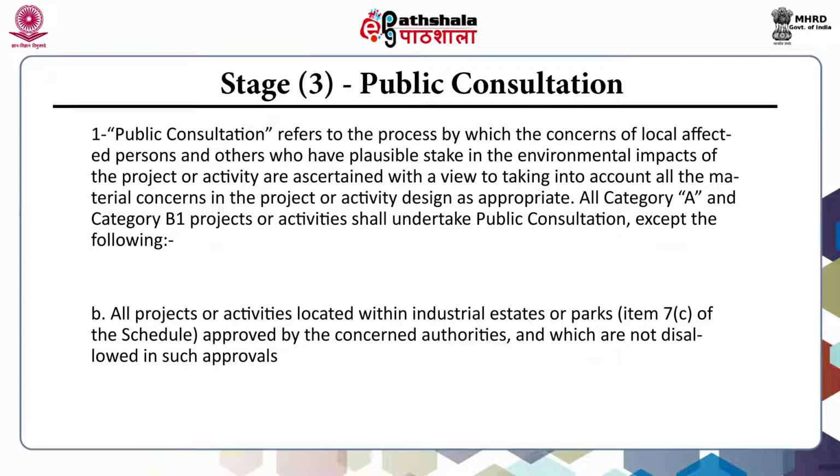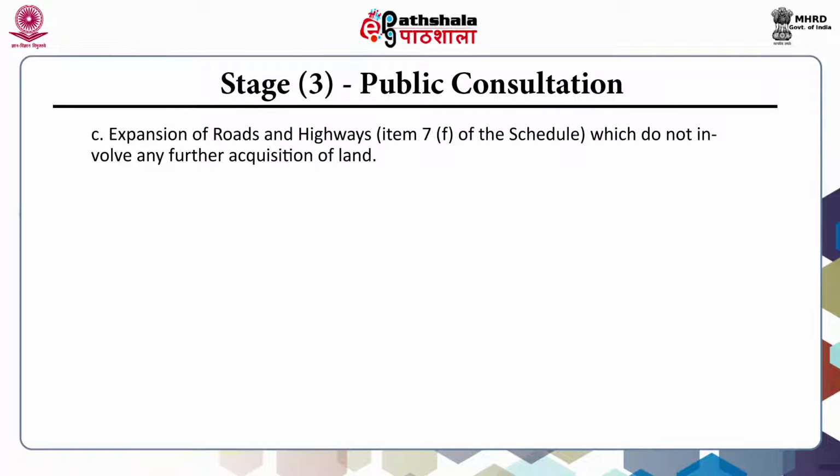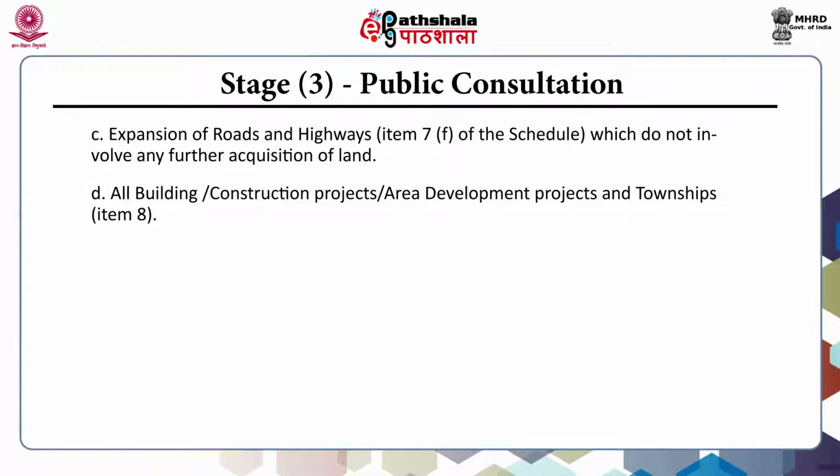All category A and category B1 projects or activities shall undertake public consultation, except: one, modernization of irrigation projects, which comes under item 1(c)(2) of the schedule; two, all projects or activities located within industrial estates or parks, that is item 7(c) of the schedule, approved by the concerned authorities and which are not disallowed in such approvals; three, expansion of roads and highways, that is item 7(f) of the schedule, which do not involve any further acquisition of land; then all building and construction projects or area development projects and townships under item 8 of the schedule.